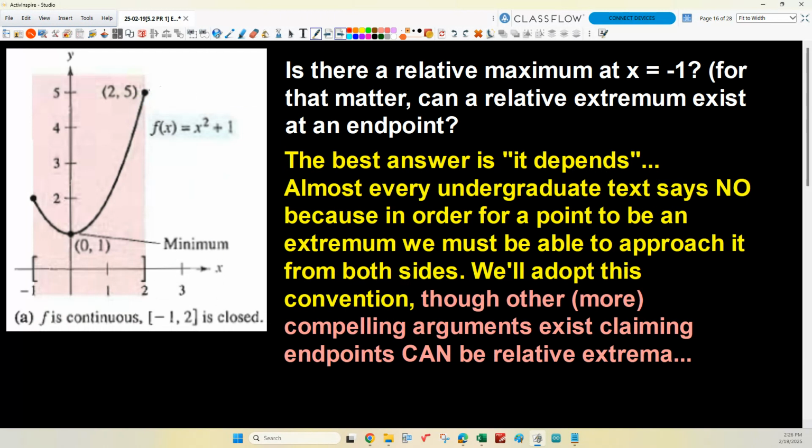By that standard, it'd be an absolute extremum, but it wouldn't be a relative extremum, because for a relative extremum you'd have to be able to approach from both sides. That's what almost every textbook says. I tend to disagree with that, honestly. I think there are other compelling arguments. If you can only approach a point from one side, that should be enough. That seems consistent with the idea of a one-sided limit to me. But we'll adopt this convention where those aren't relative extrema because we can't approach them from both sides. It's not fully a peak if you can't walk up both sides of the peak, I guess. Okay?